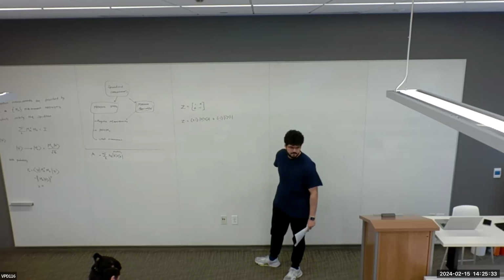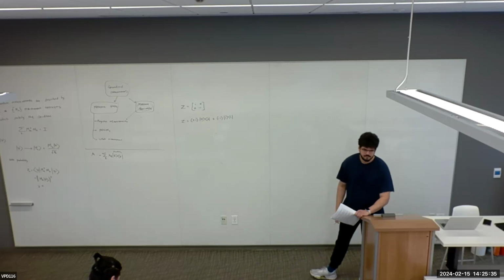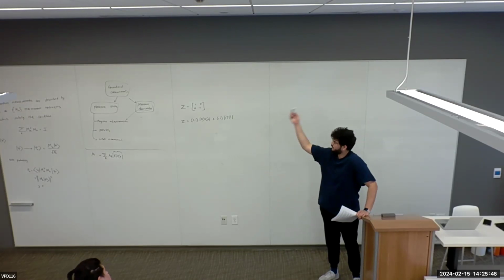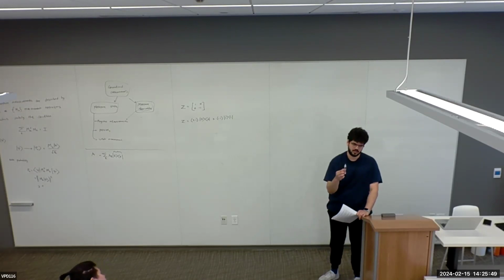Is it the situation that we measure the quantum state along the z-axis in the Bloch sphere or something else? What do you mean? Yeah, this is an observable for measuring electron spin along the positive z-axis.